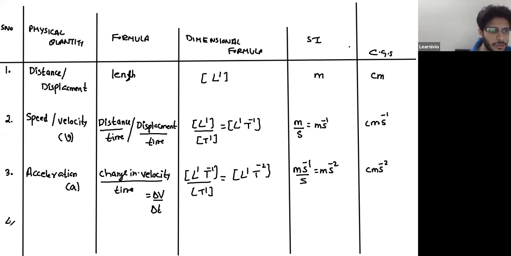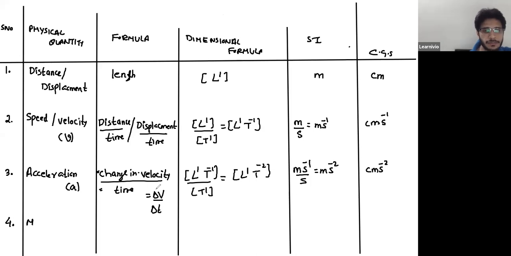Okay, the fourth quantity. After acceleration, the next quantity. Sir? Yes, sir. Please, repeat the acceleration part. Ariba, acceleration is the ratio of change in velocity and time. The change in velocity is represented by delta v. Delta represents change, that means delta v.